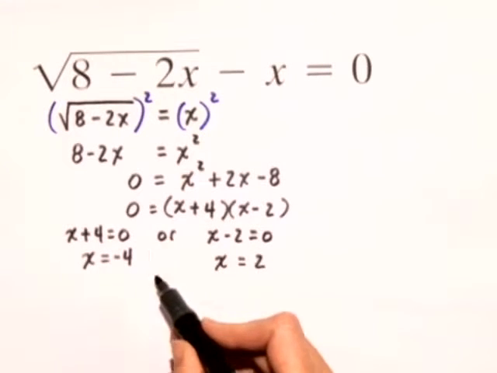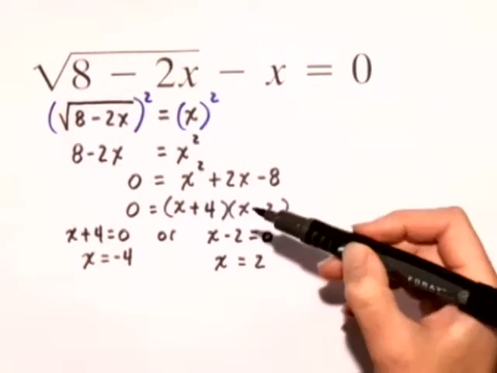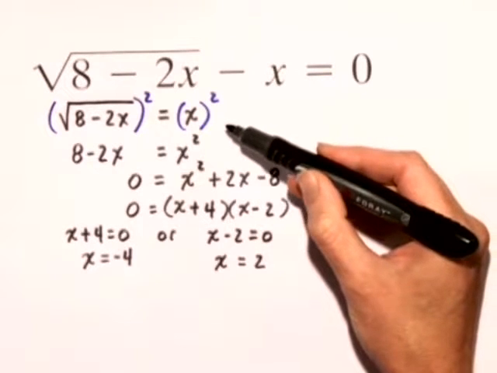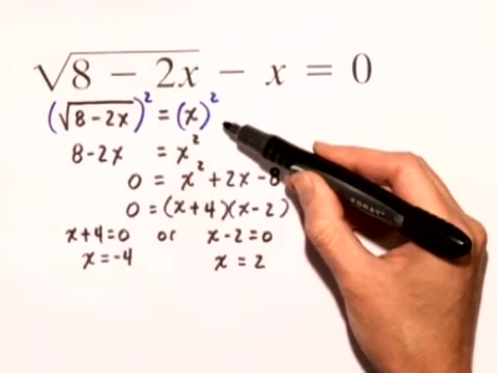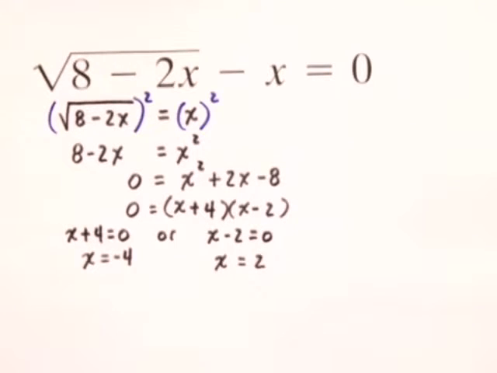Now remember, these are both potential solutions. I need to check both solutions in the original equation because it's possible to get an extraneous solution when you raise both sides of an equation to an even power. So anytime you raise both sides of an equation to an even power, you need to check your solutions.